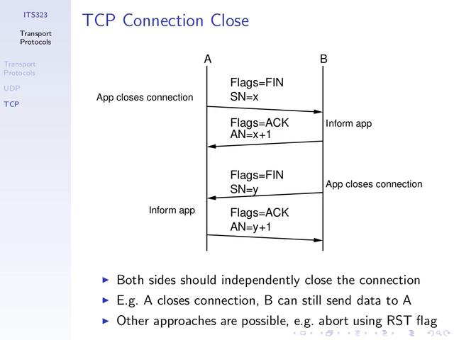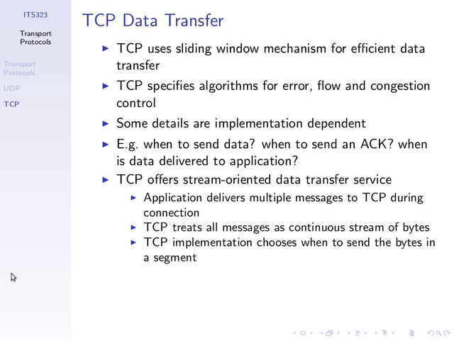There are different ways to close a connection using a reset flag. If something goes wrong, you can close the connection without waiting for an acknowledgement. So let's look at the data transfer part of it. That's closing. We looked at opening the connection. Now, what about when we transfer data?